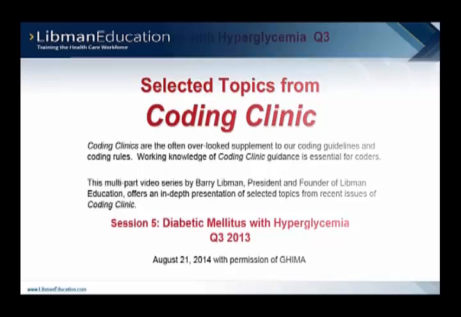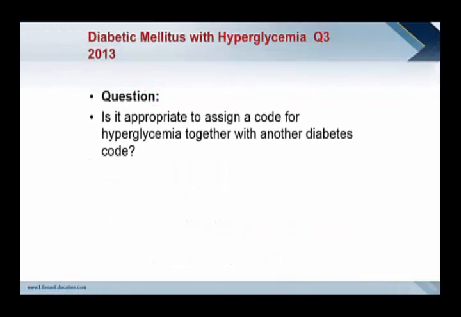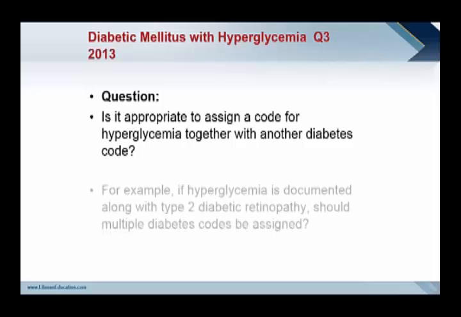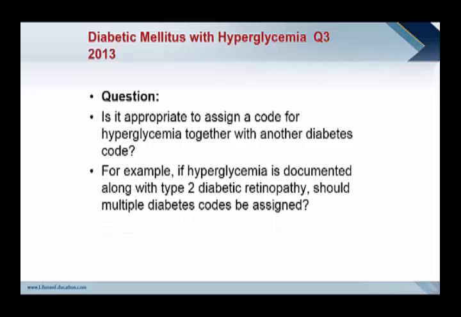Moving on to the next question. Is it appropriate to assign a code for hyperglycemia together with another code for diabetes? For example, if hyperglycemia is documented along with type 2 diabetic retinopathy, should multiple codes be assigned?